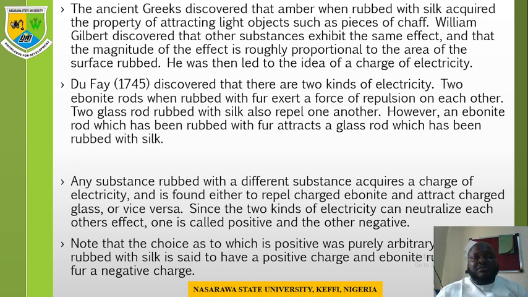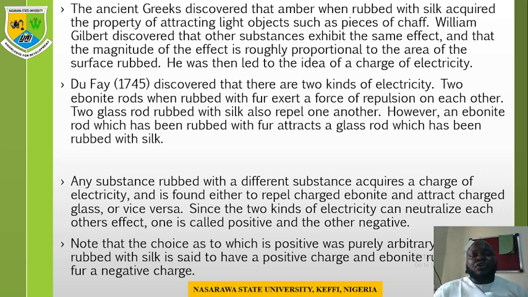William Gilbert discovered that other substances exhibit the same effect, and that the magnitude of the effect is roughly proportional to the area of the surface rubbed. He was then led to the idea of charge of electricity. Dufay in 1745 discovered that there are two kinds of electricity.